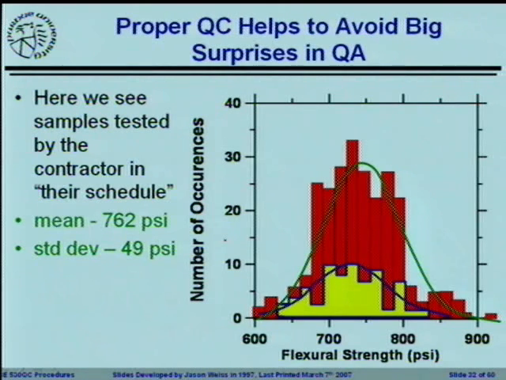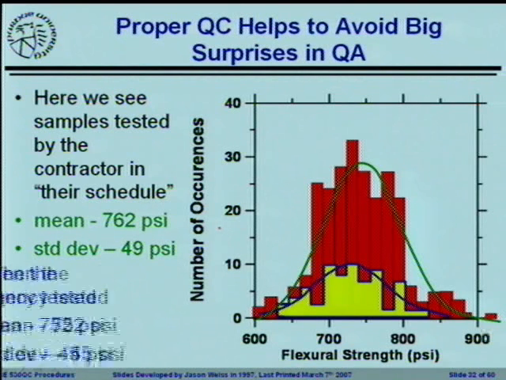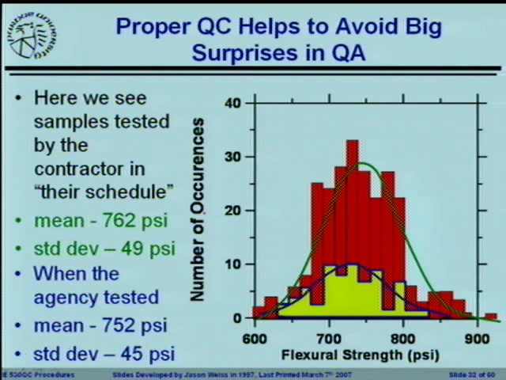The state, remember, is just saying this is good or this is bad information. When the state got their results, they found out that it was about 752 psi with a standard deviation of 45. There are no big surprises there. No one is shocked. Everything worked out exactly like we expected because the contractor was out there using this information to control the process. Using this information to control what they were doing.